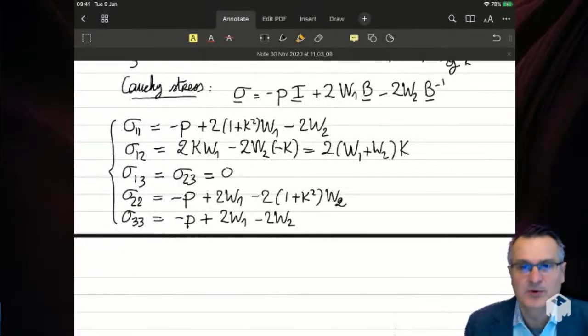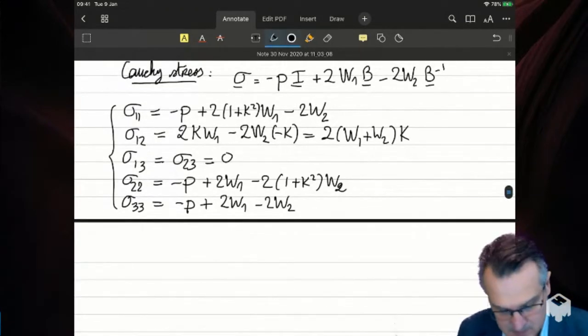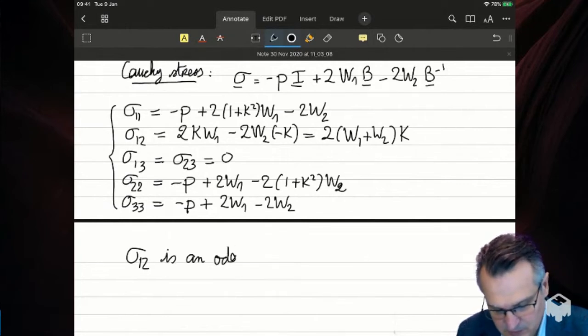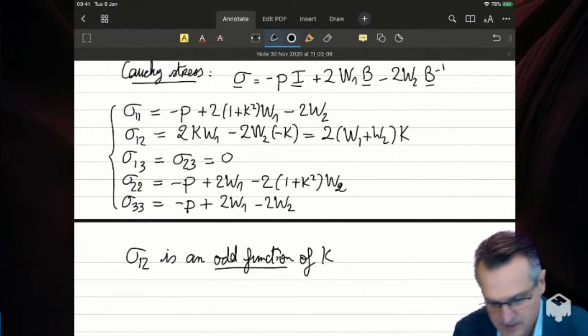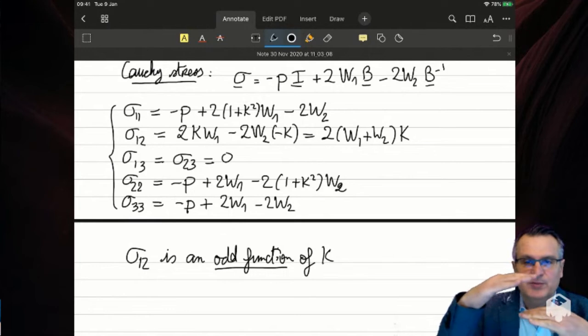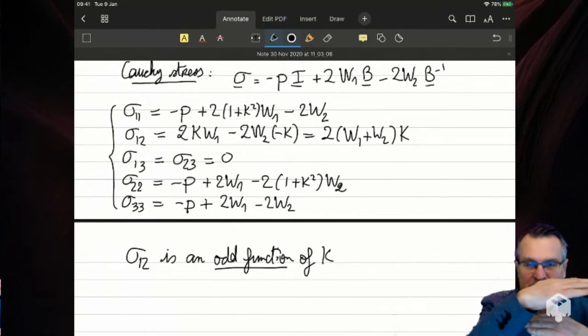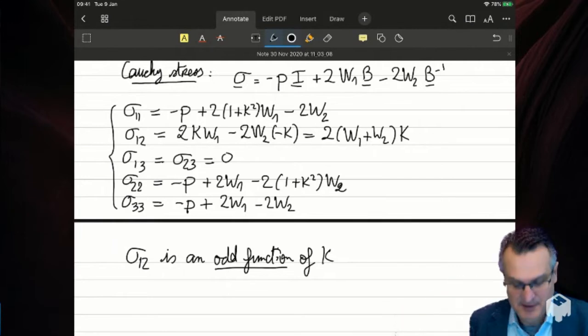Okay, so first of all, we can see that sigma 1,2 is an odd function of k, which also makes sense, right? The amount of force it takes you to shear a material by this amount plus k should be the opposite of the amount of force it takes you to shear it by minus k.